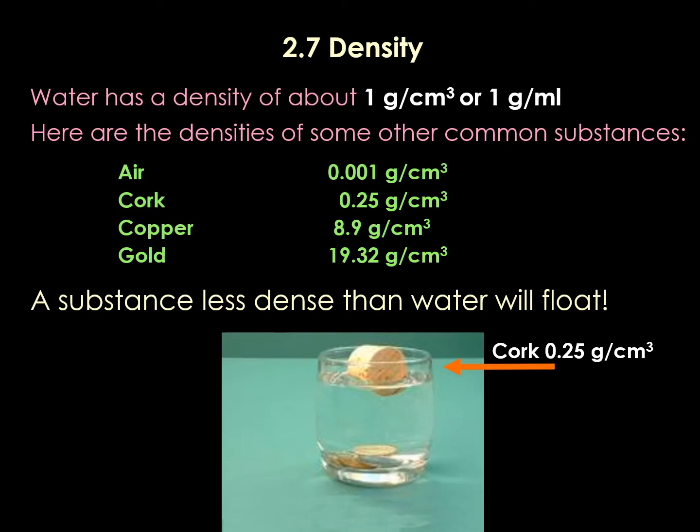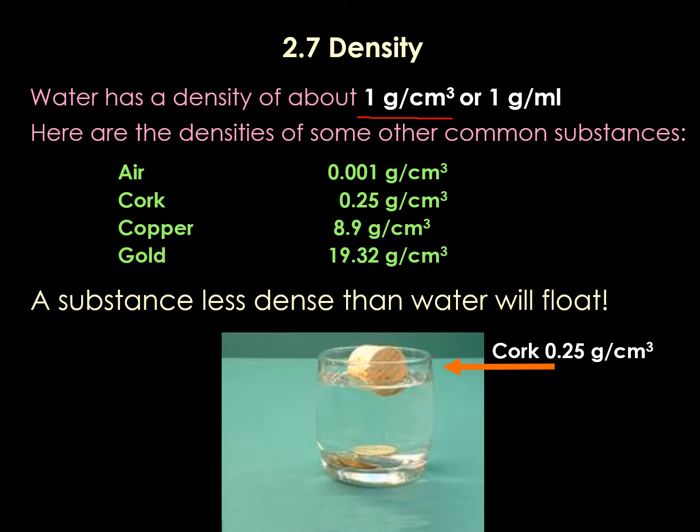As I just said, water has a density of 1 gram per centimeter cubed. And here we have some examples of things that will float or sink compared to 1 gram per centimeter cubed. We know that density is an intensive property, which means that no matter how much substance you have, it will always stay the same. If you have a bathtub full of water or a cup full of water, the density of that water is still going to be 1 gram per centimeter cubed. So that's an intensive property.